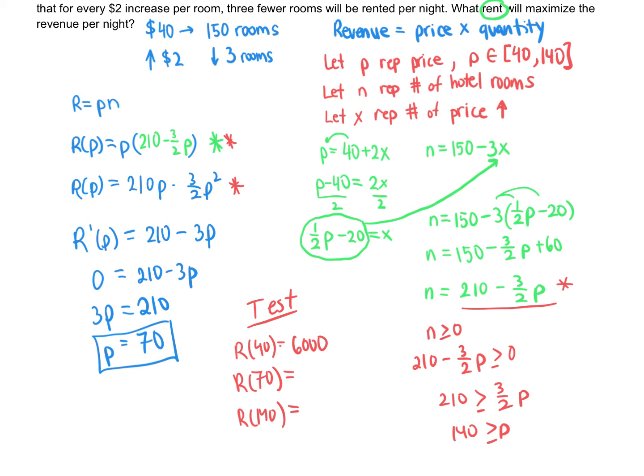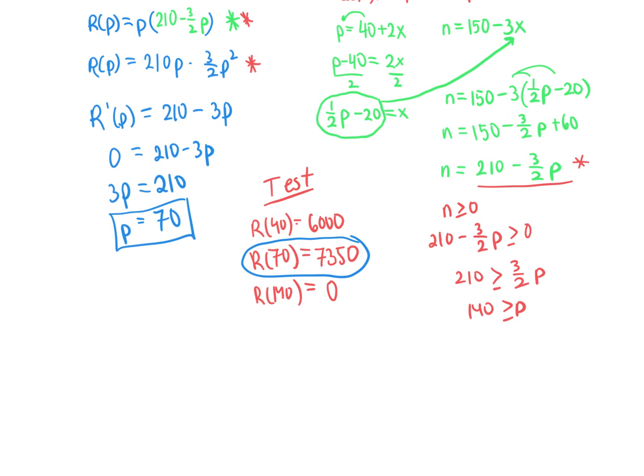When I plug in 70 into one of those equations, so 210 times 70 minus 3 over 2 times 70 squared, I get $7,350. And when I plug in 140, I get $0. We're trying to maximize revenue, so here it is. So I'm going to write my therefore. Therefore, the hotel should charge $70 per room to maximize revenue.